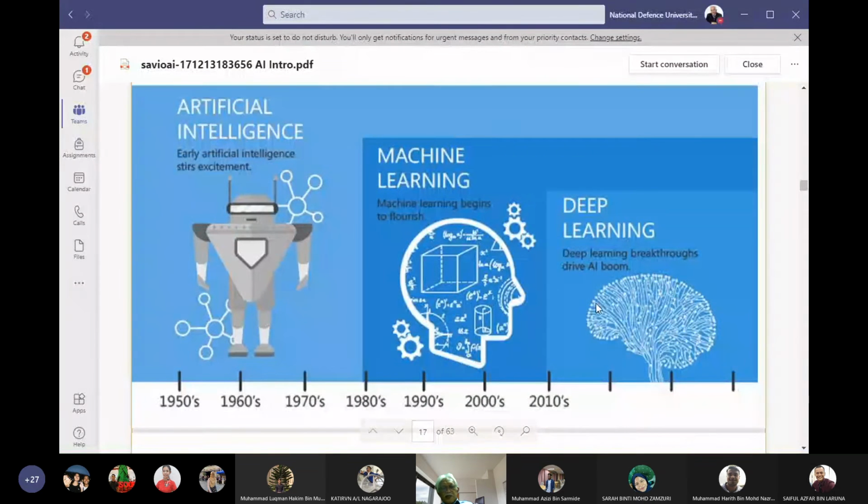Then here we look at the chronological history of artificial intelligence. It started in the 1950s, with the AI Winter in 1956. Early artificial intelligence still had excitement, and people were talking about artificial intelligence. But at the same time, machine learning came into the picture. Machine learning began to flourish from the 1980s. And then around 2010, deep learning came into the picture.